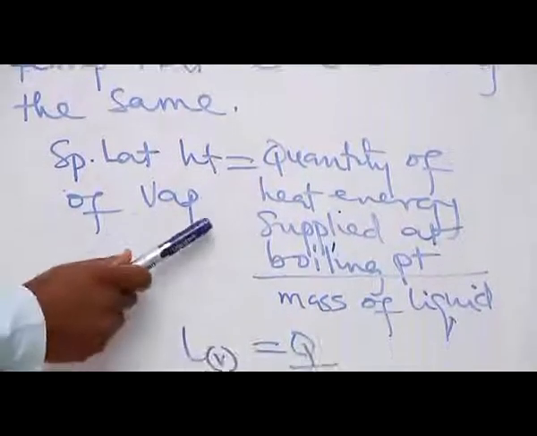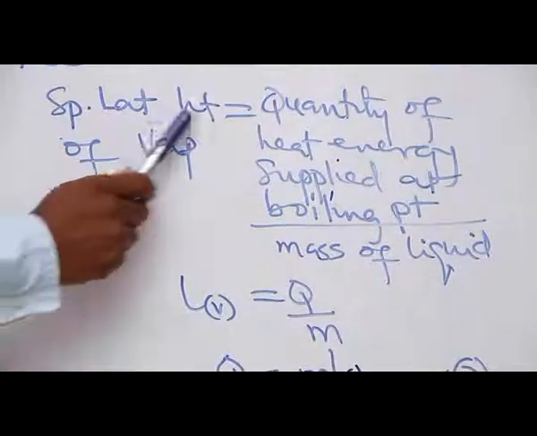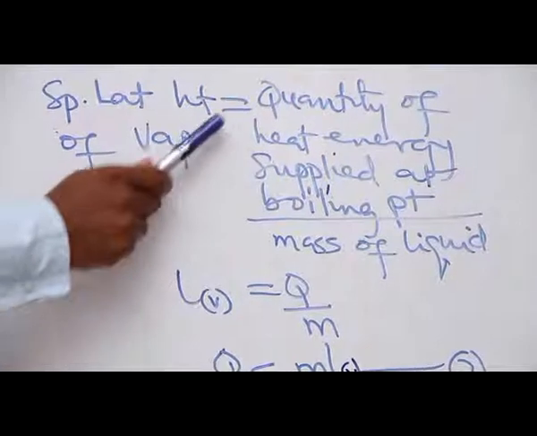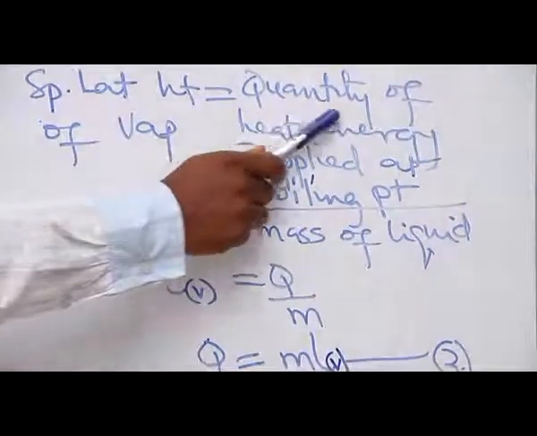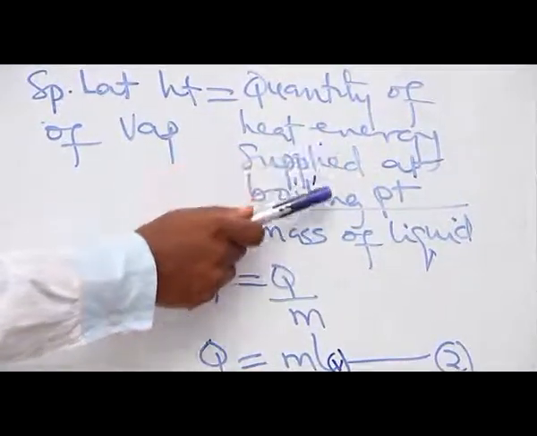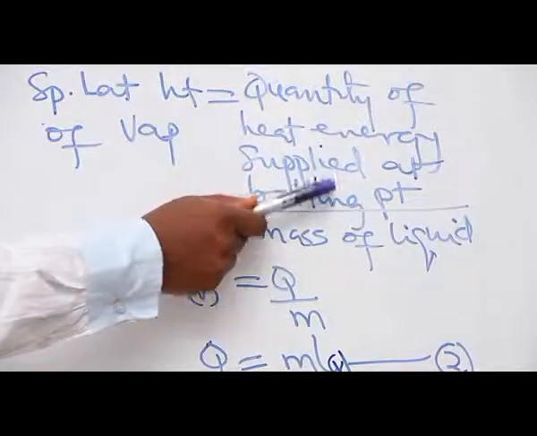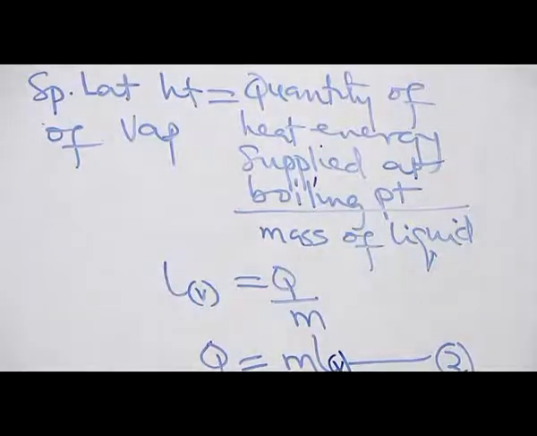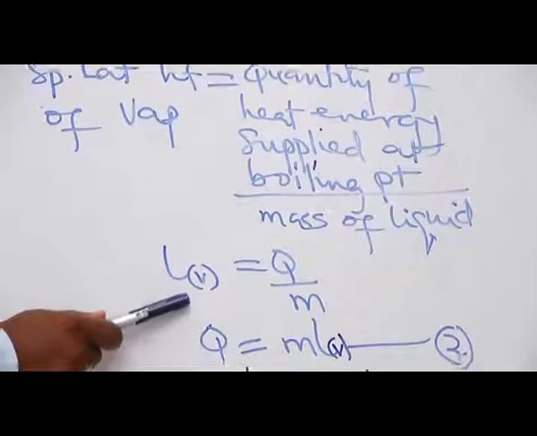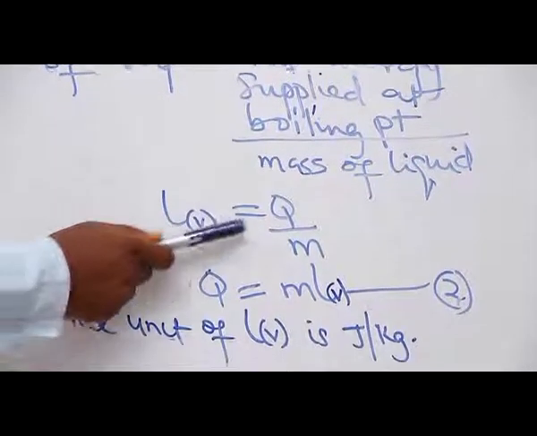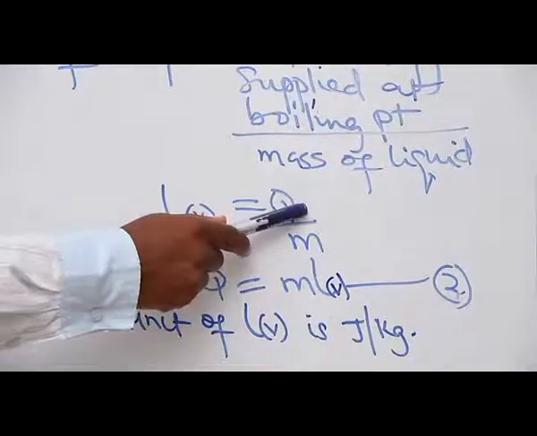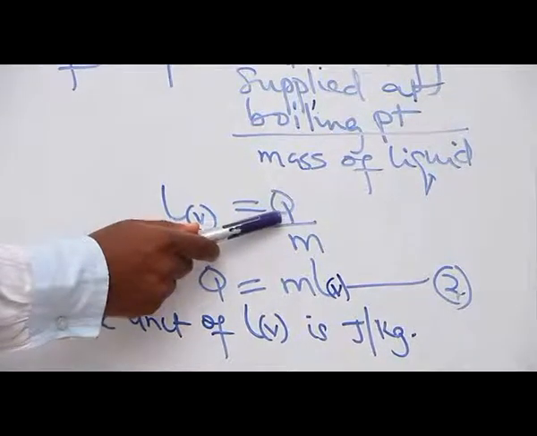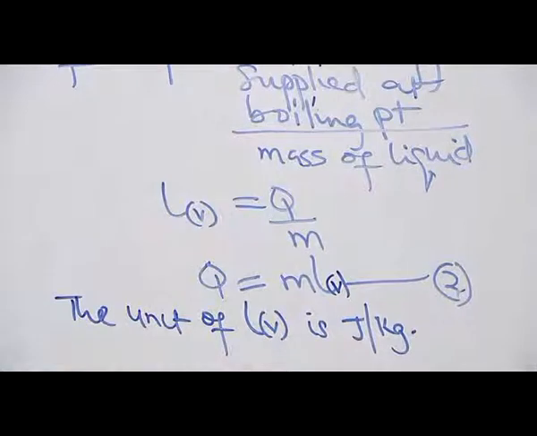In formula terms, specific latent heat of vaporization is equal to the quantity of heat energy supplied to the liquid at boiling point divided by the mass of the liquid. That is, specific latent heat of vaporization is equal to the quantity of heat supplied at the boiling point divided by the mass of the liquid.